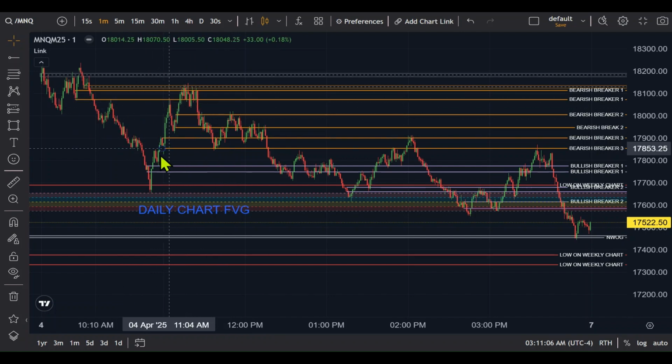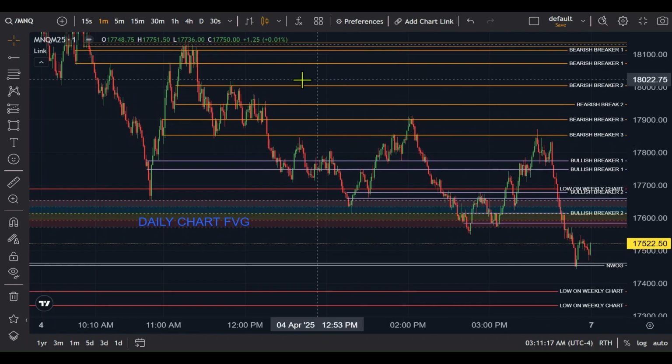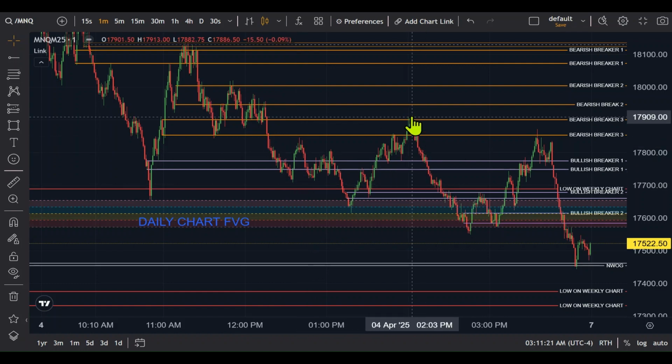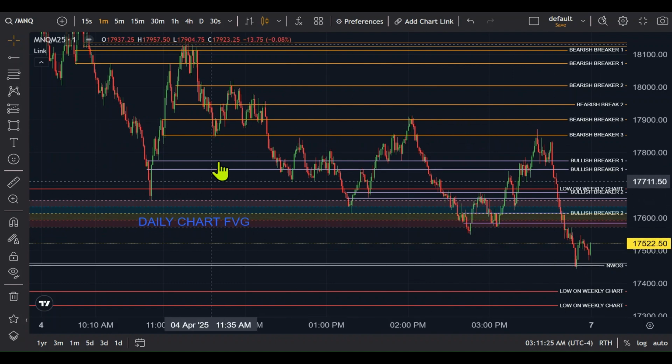We have reversal points, points to get involved. See how that works? Breaker, fall out of bed. Breaker, fall out of bed. Breaker, fall out of bed. Going to the upside. Breaker, continue up.